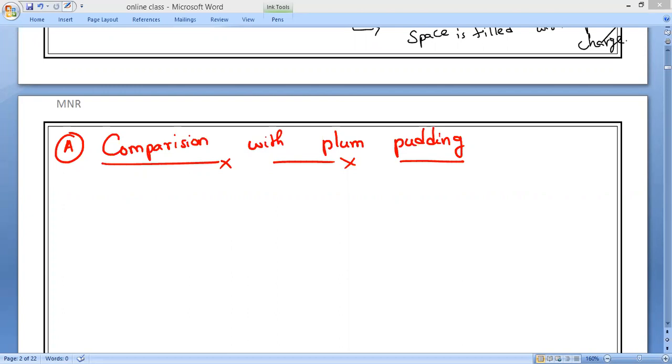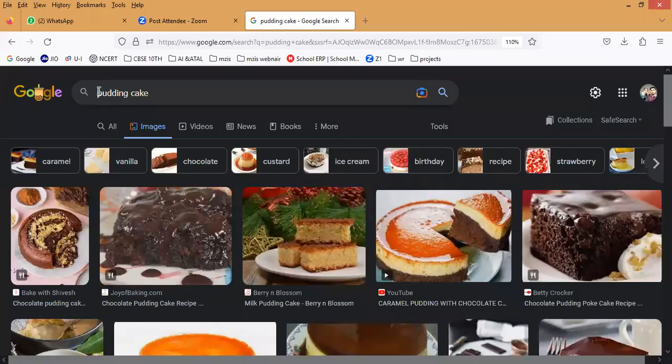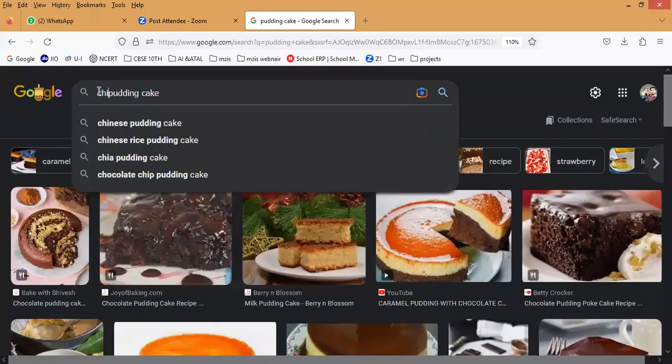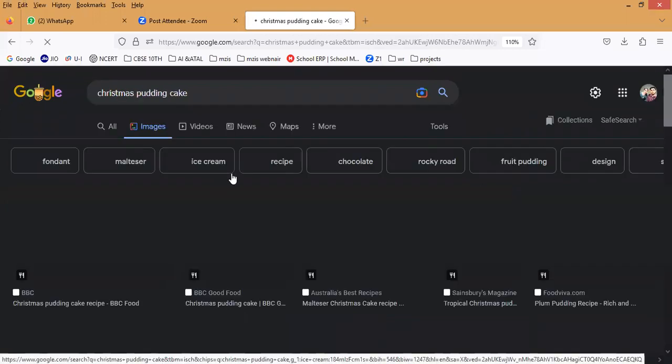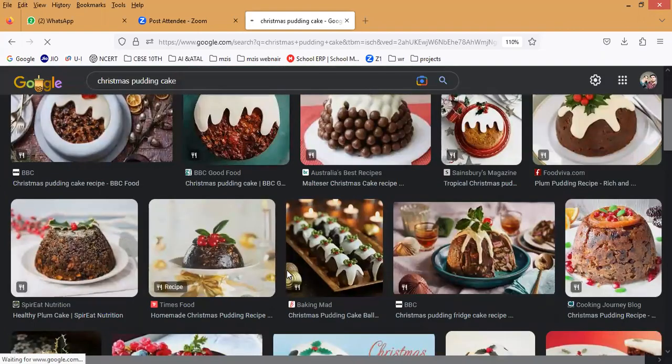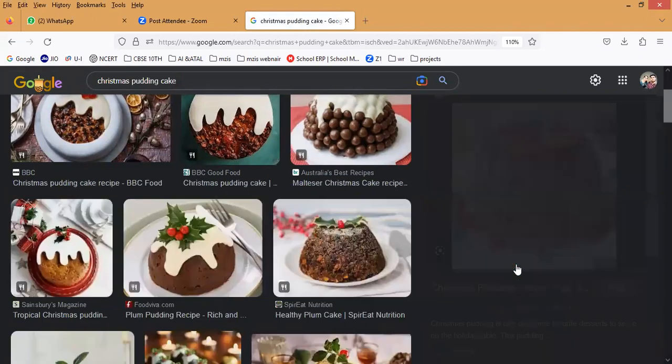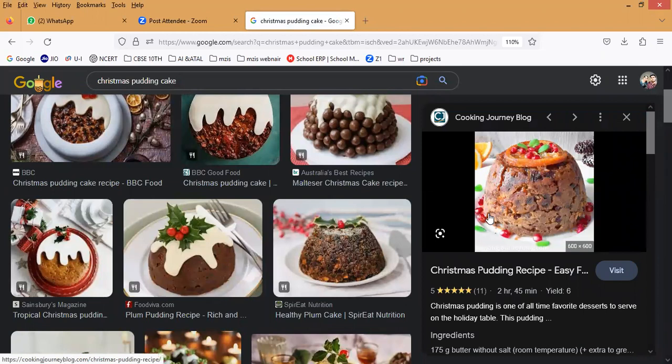You can see this pudding cake he has made. If you consider any kind of cake, even a Christmas cake, the entire cake is considered positive charge. You might have noticed the cherries and dry fruits, which we consider as negative charge. He said these dry fruits are arranged inside the pudding cake. The cake is called positive charge, and the dry fruits arranged in it are called negative charge. That is the comparison with the plum pudding.